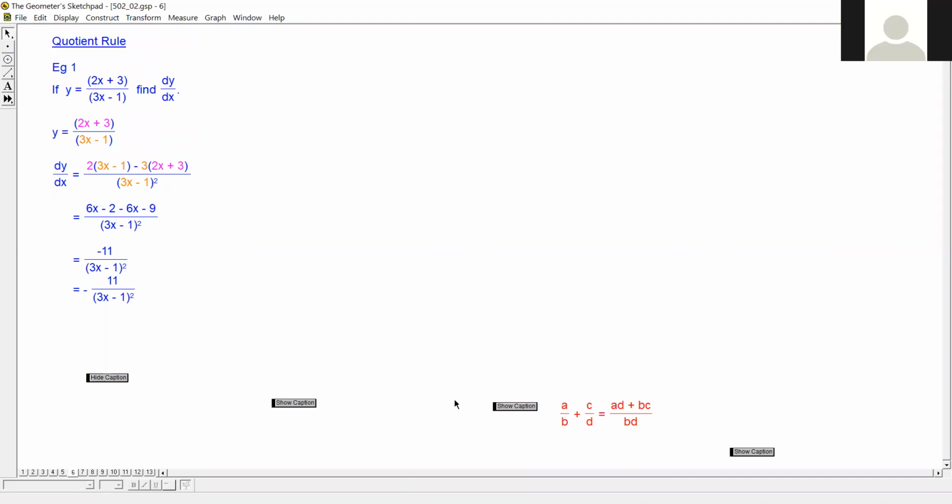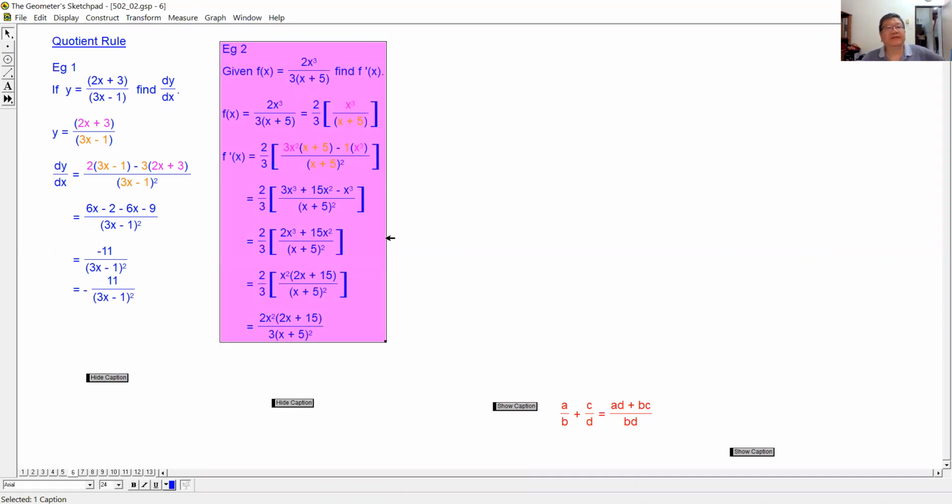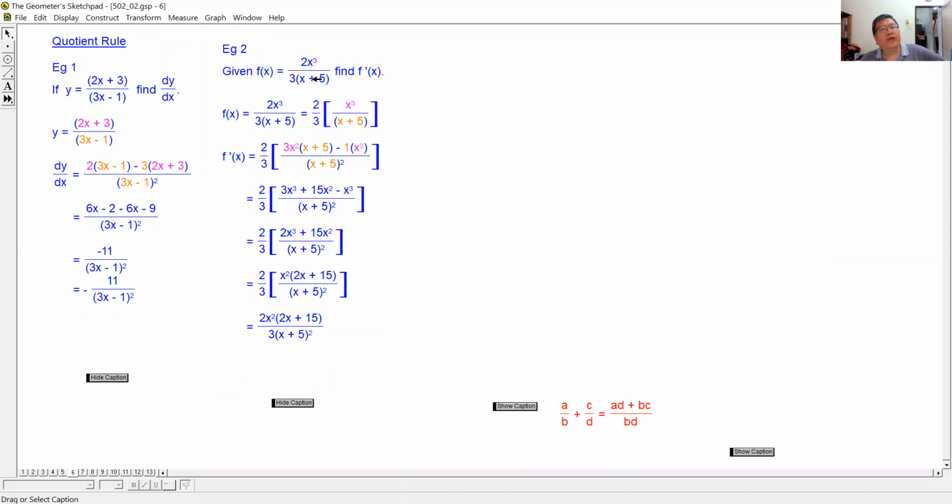No question, then we look at the second example, how to differentiate. From a linear function at the top and a linear function at the bottom, we move on to something which is not linear, something like this. Not only is the top not linear, but we have coefficients there, the 2 and the 3.